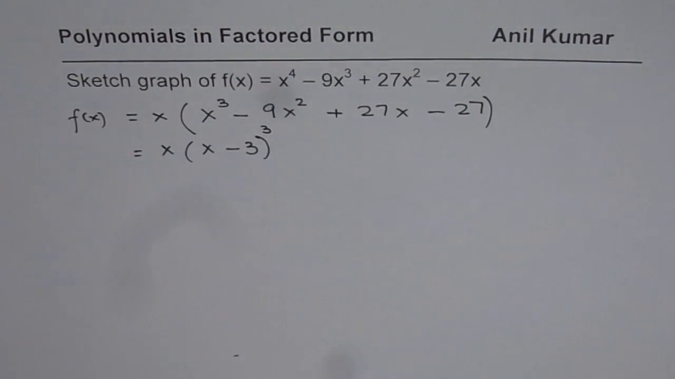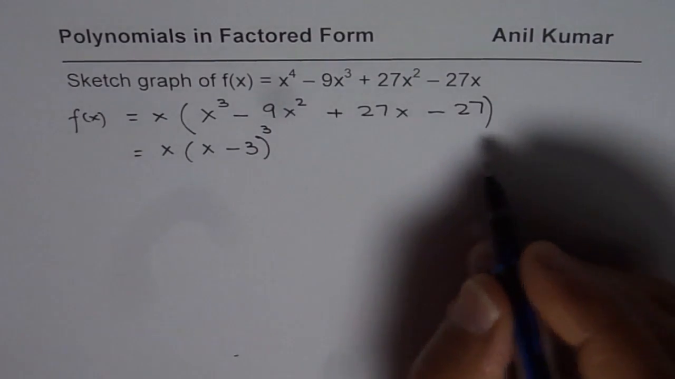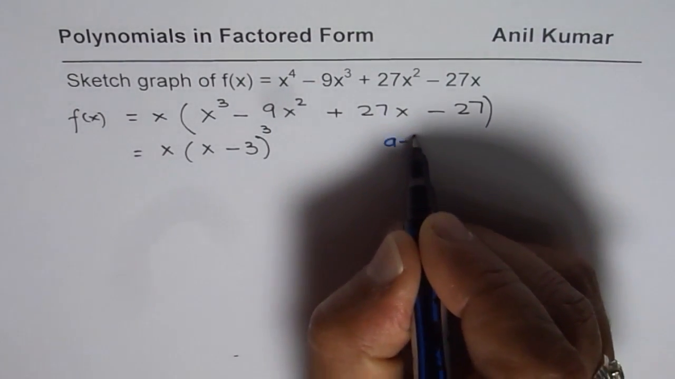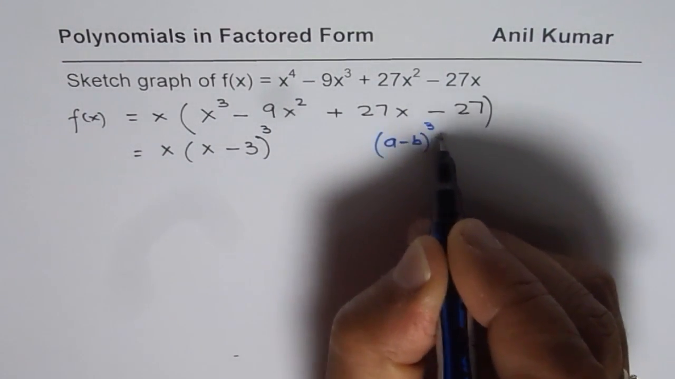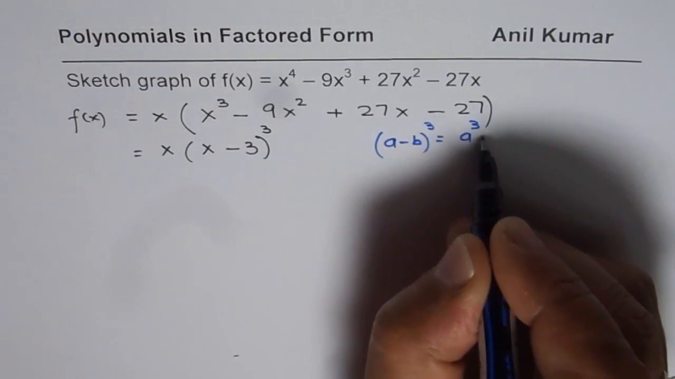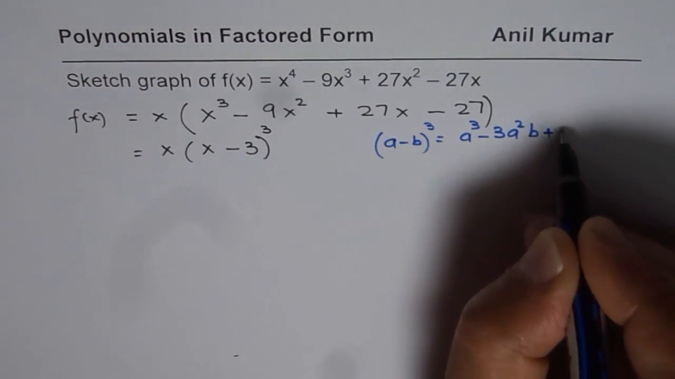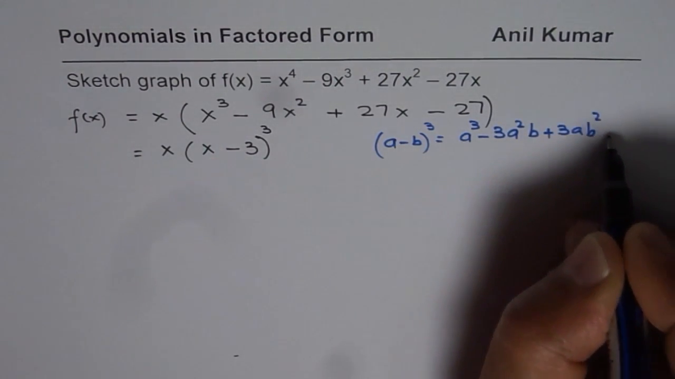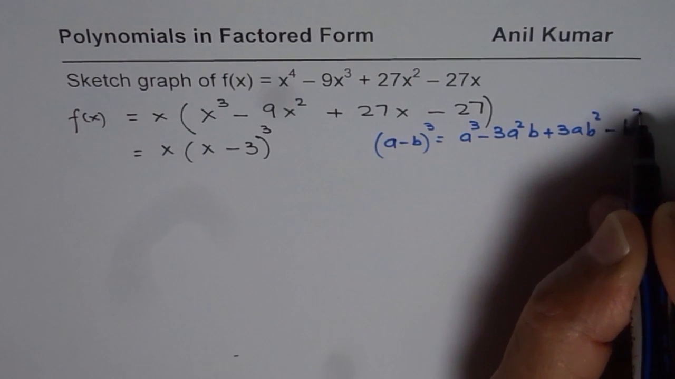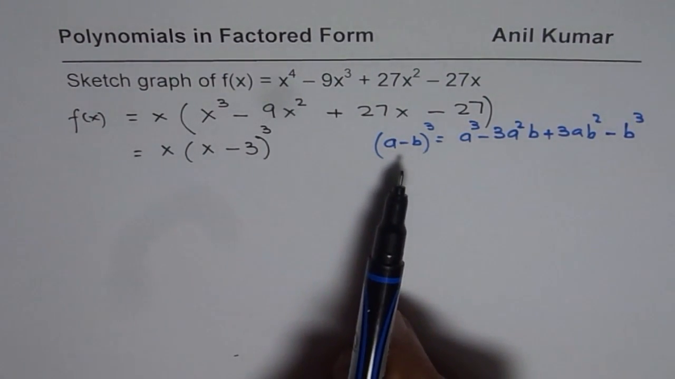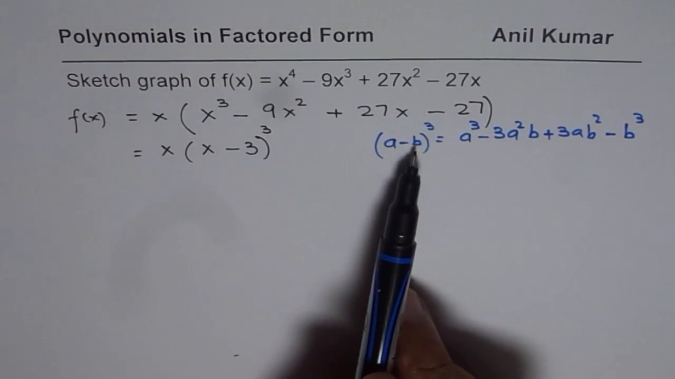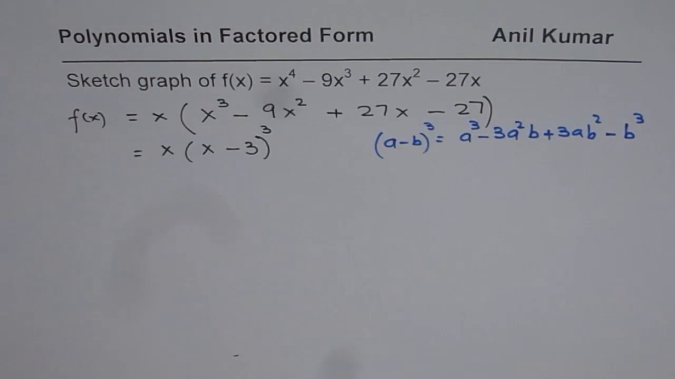Now, just to remind you, the formula for a minus b whole cube is a cube minus 3 a square b plus 3ab square minus b cube, right? So in our case, a is x and b is 3. So when you put that, you get the factored form, right? So it is x minus 3 whole cube.